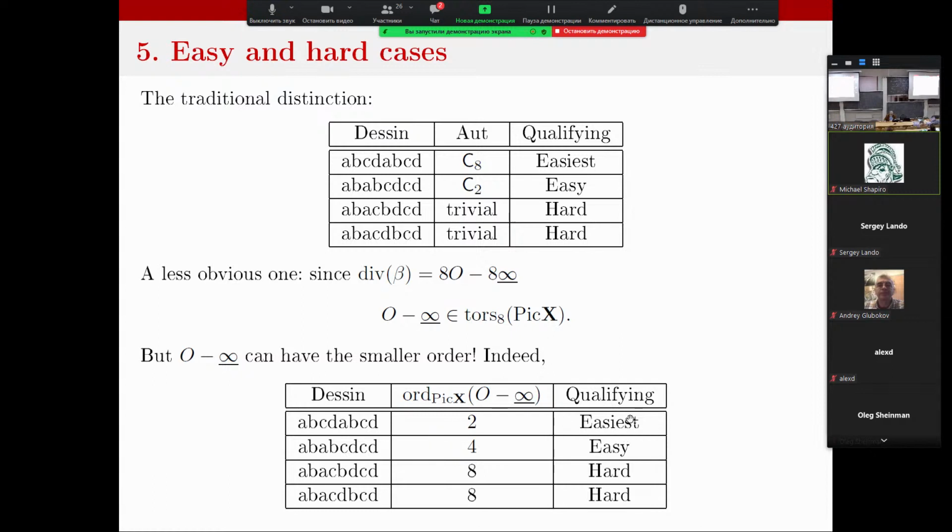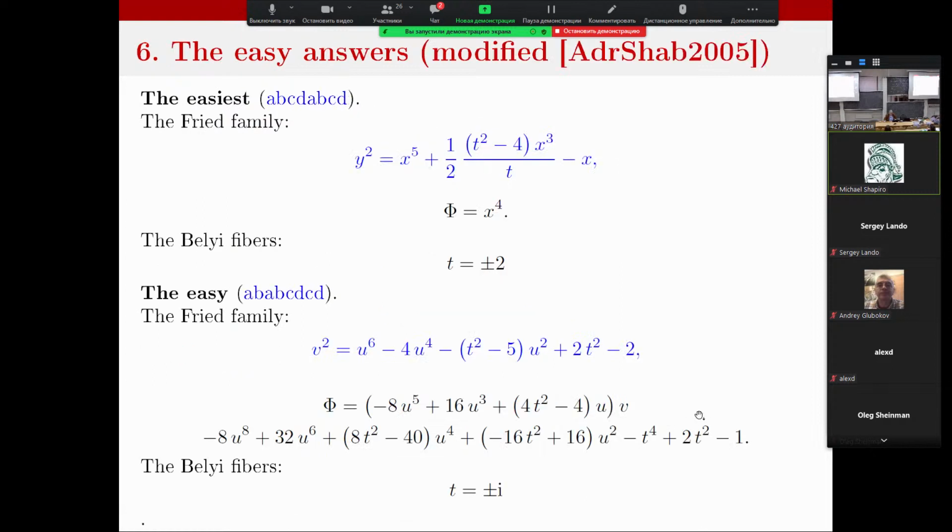Or in other words, for those who understand the definition of Picard, in the easiest case, we use some new wording. So in the easiest case, the Belyi function is the 4th power of some one. In the just easy case, it is the square of some function, and in the hard cases, it is not a power of anything. And of course, it easily explains why, sorry for the clash of the words, it is much easier to compute the Belyi functions in the easy case. So we do it very briefly.